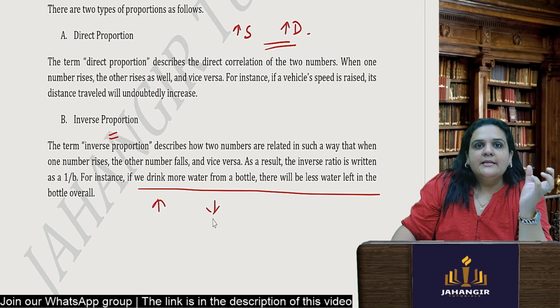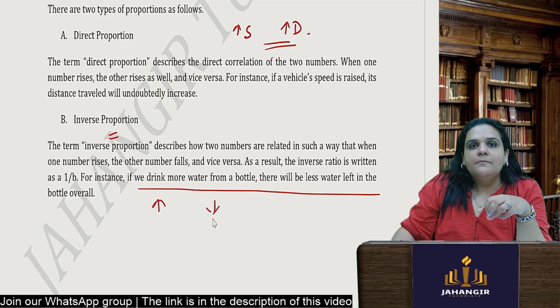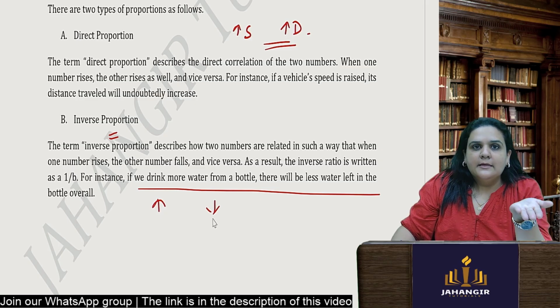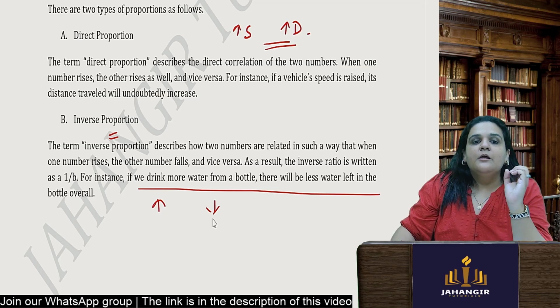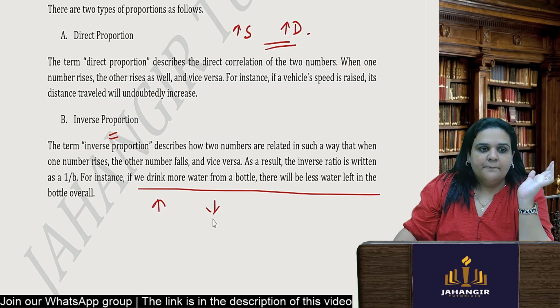right? So when there is an inverse relationship, there is an increase in one variable and a decrease in the other, and there is a direct proportional relationship when both the variables are either increasing or decreasing. Okay.